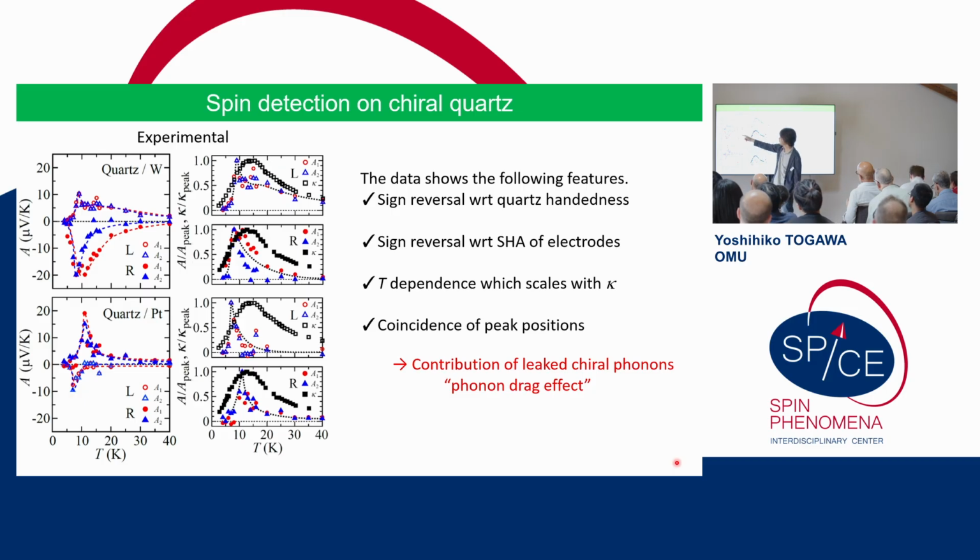The important thing is, of course, the sign of the signal is opposite again against the handedness of quartz. Then when we replace the detection electrode from tungsten to platinum, this relationship becomes totally opposite. In this case, left quartz shows a negative peak structure, and right-handed quartz shows a positive peak structure.